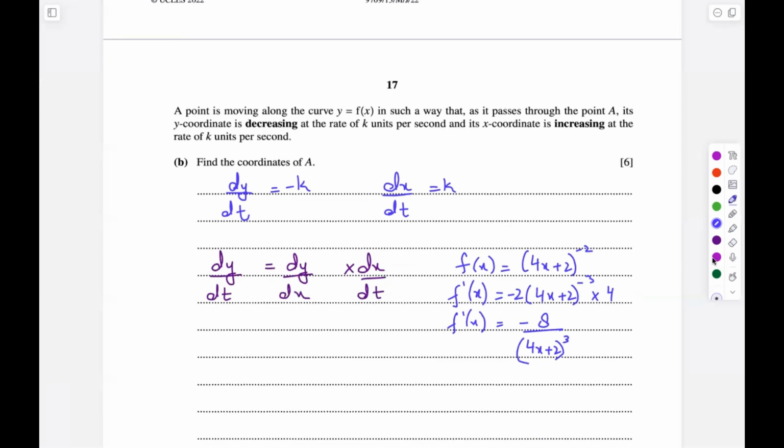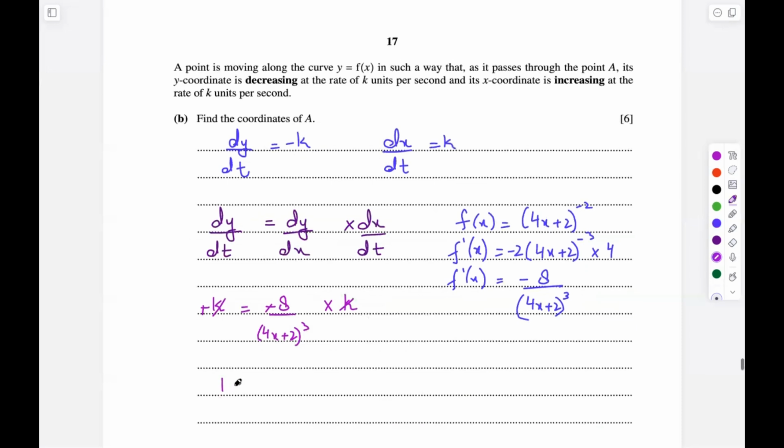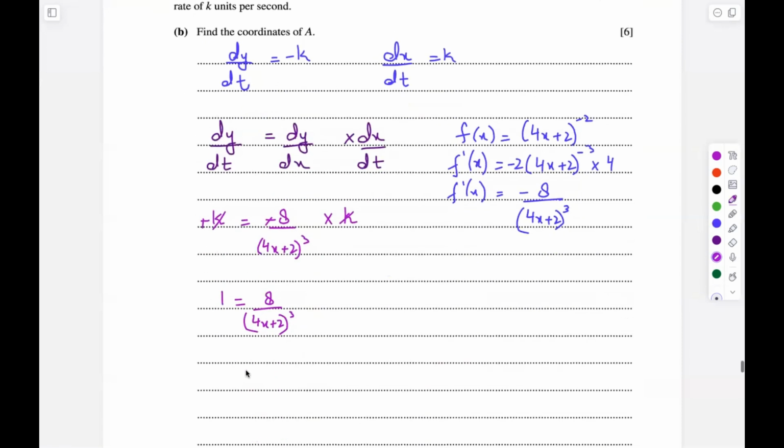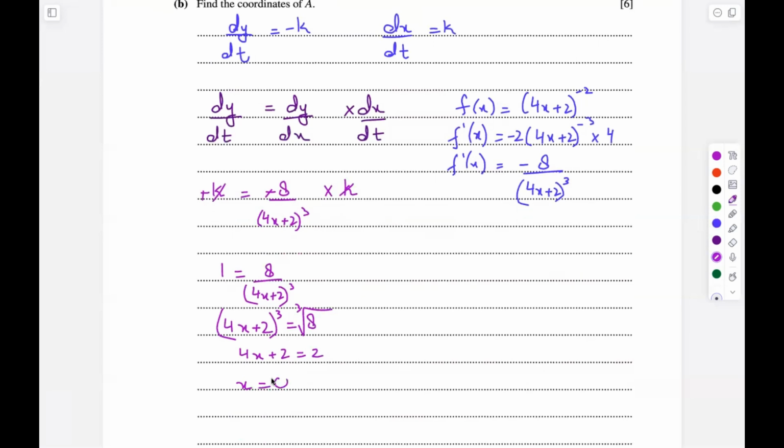So now substituting this into the formula, dy/dt is equal to minus k, dy/dx is minus 8 upon (4x plus 2) whole cube, and dx/dt is k. So k and k will cancel out, and both the negative signs will also cancel out. So this will be 1 is equal to 8 upon (4x plus 2) whole cube. Cross multiplying, we'll get (4x plus 2) whole cube is equal to 8. Taking the cube root of 8, we'll get 4x plus 2 equals 2. So 2 minus 2 is 0, so the value of x will be equal to 0.